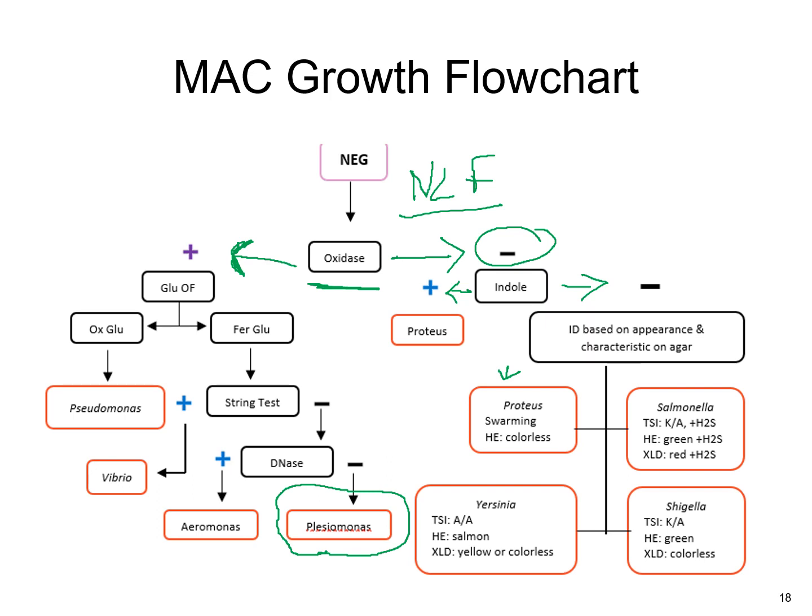Once we've determined indole negative, then we will look at other characteristics to differentiate these organisms. And so again, we're looking at our enteric type pathogens of Salmonella, Shigella, and Yersinia. And so with these, we're going to look at things like the TSI agar, their growth on HE, and their growth on XLD.